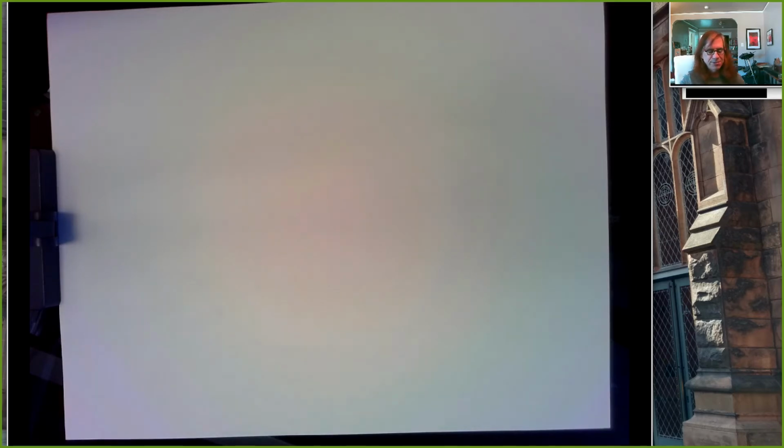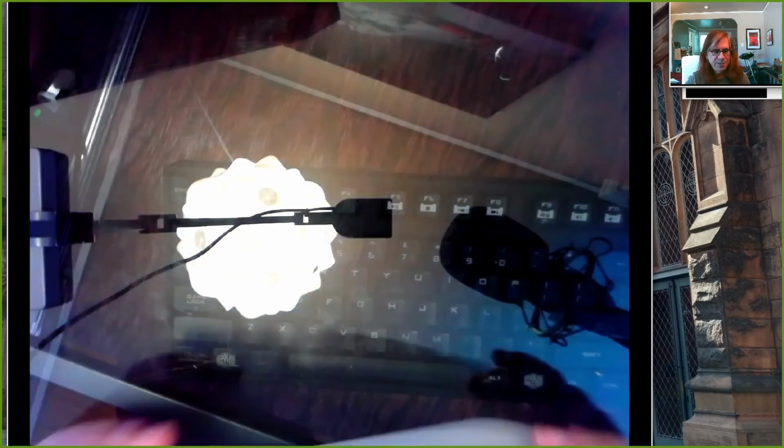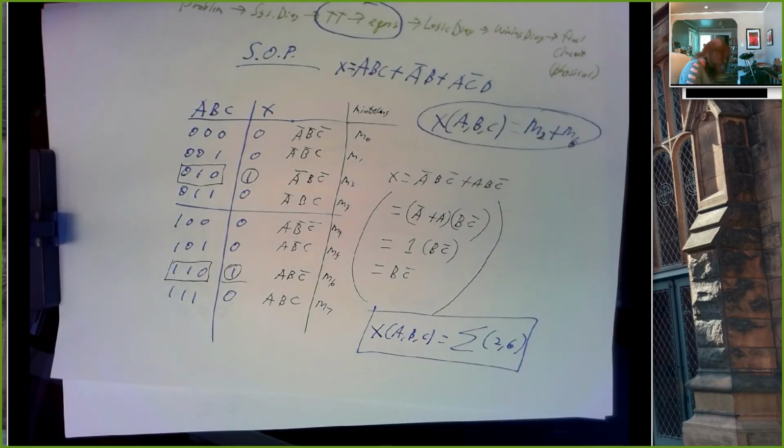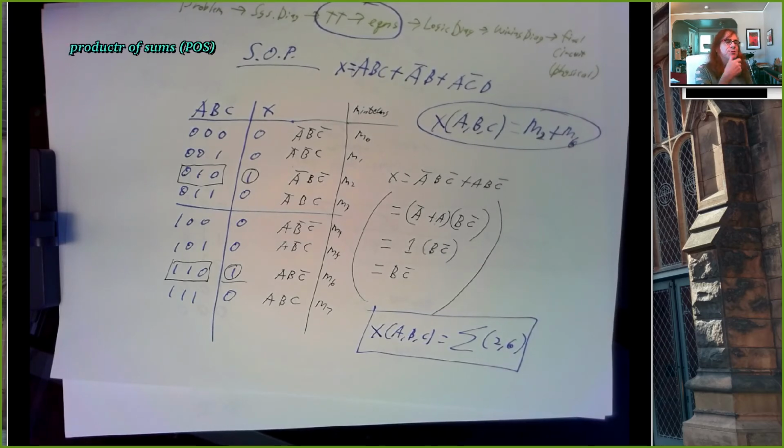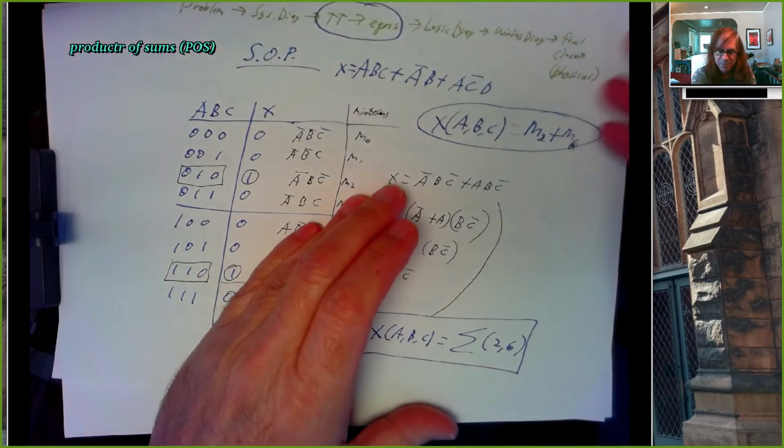All right. So that's a bit about K-maps. So let's go back to what we were doing earlier, this notion of a sum of products, and let's look at the dual of this. So this is called the product of sums representation. Give or take a typo.